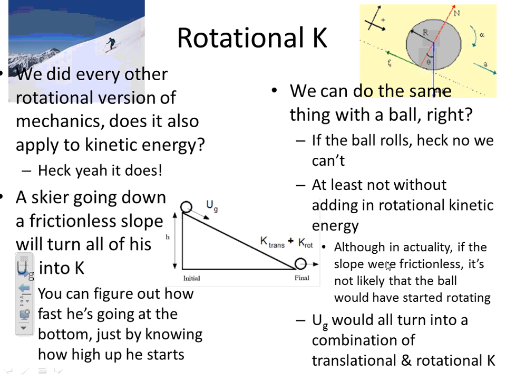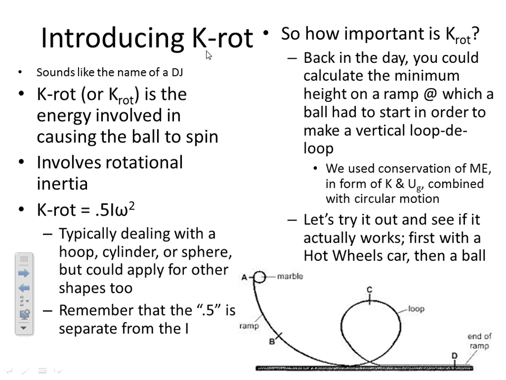Okay, and this is just an aside, it probably doesn't really matter that much, but I did say it's a frictionless hill. If it were frictionless, then the ball actually wouldn't roll, so that's a whole different thing. But we're assuming we're talking about a ball with rotational kinetic energy. So we've got U, gravitational potential, and then translational plus rotational kinetic energy. To simplify that, we call it K-Rot. Sounds like a DJ name, I don't know. DJ Physics, DJ K-Rod, I don't know. Yes, thank you.